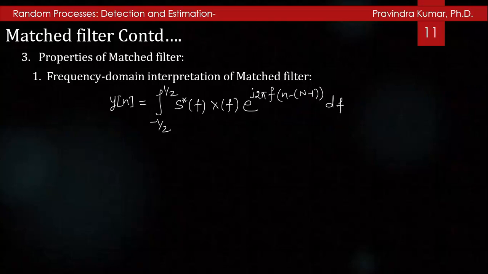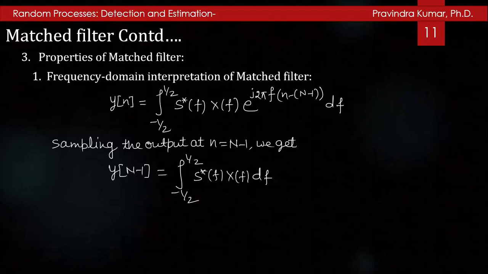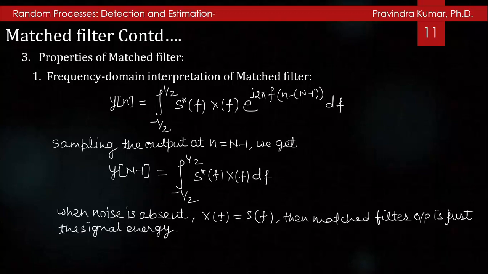Then the output y[n] will be the integral from minus 1/2 to 1/2 of S conjugate(f) X(f) e^(j2πf(n-(N-1))) df, and sampling the output at n = N-1, we get y[N-1] equal to the integral from minus 1/2 to 1/2 of S conjugate(f) X(f) df. When the noise is absent, X(f) is equal to S(f), meaning the observed data will be the signal. In this case, the matched filter output is just the signal energy: y[N-1] is equal to the integral from minus 1/2 to plus 1/2 of |X(f)|² df, which is the signal energy.